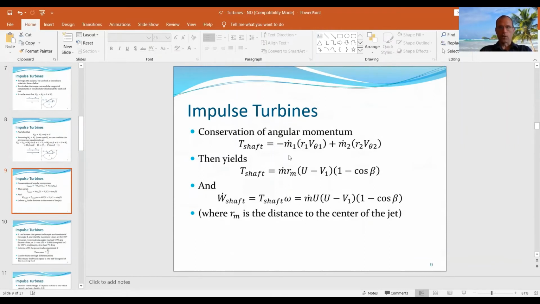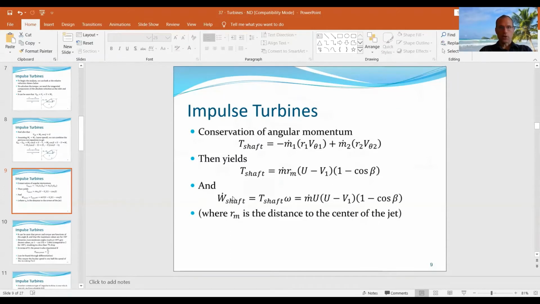m dot, m1 and m2 are the same. R1 and R2 are fairly close to the same thing. So what we can do is basically just call that Rm, distance to the center of the jet. Technically, R1 and R2 are slightly different, but it's close enough to Rm, kind of the average of R1 and R2. That gives me close enough value. Then it's just a matter of v theta 1 minus v theta 2, which we know from the previous slide, is u1 minus v1, 1 minus cosine beta.